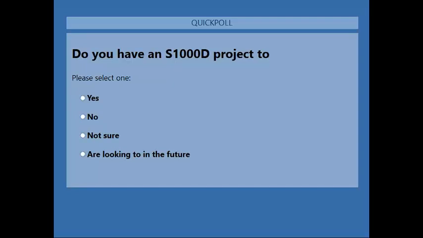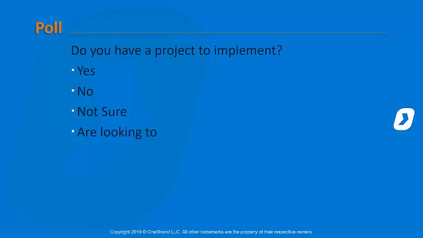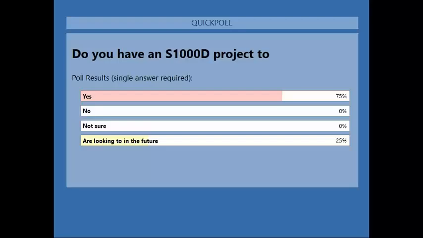Excellent. That was quick. Faster than yesterday's group. Okay. So I'll close that poll and share the results. Okay, so similar to yesterday. Yesterday was 50% yes, they have a project to implement, and 50% were looking at it as a future. Yep. Today we've got 75% of people currently looking to implement an S1000D project, and 25% looking to the future. Fantastic.